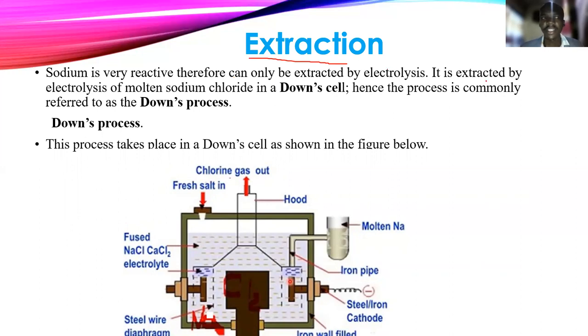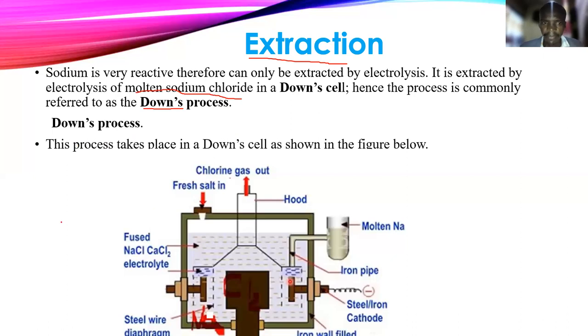So it is extracted by electrolysis of molten sodium chloride in a cell known as the Downs cell. Hence, the process is commonly referred to as the Downs process. So sodium is extracted through the process known as the Downs process. The Downs process takes place in a Downs cell, as shown in the figure below.